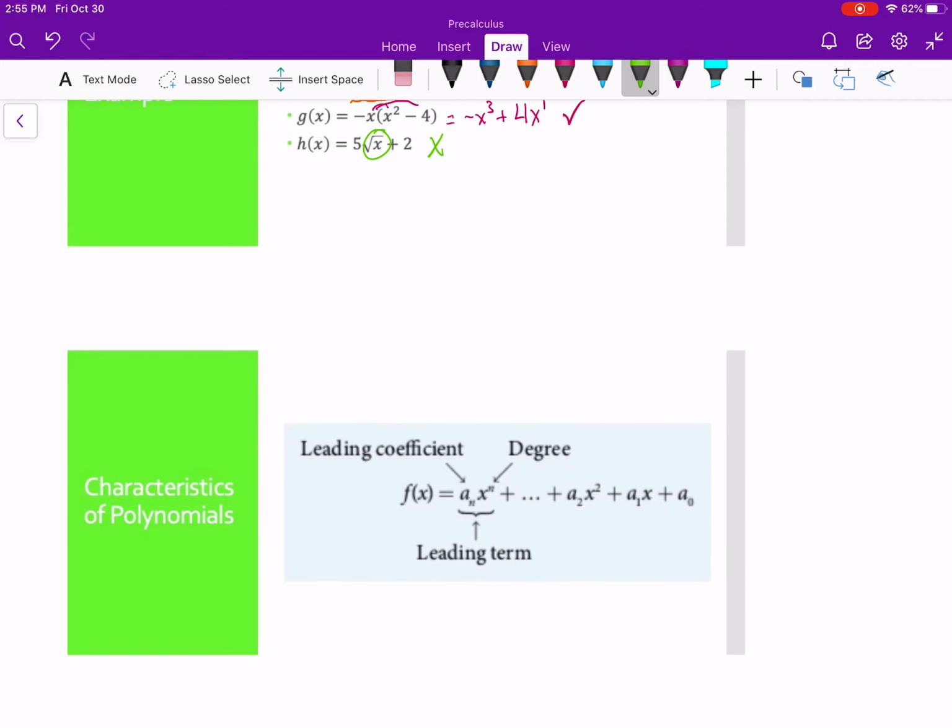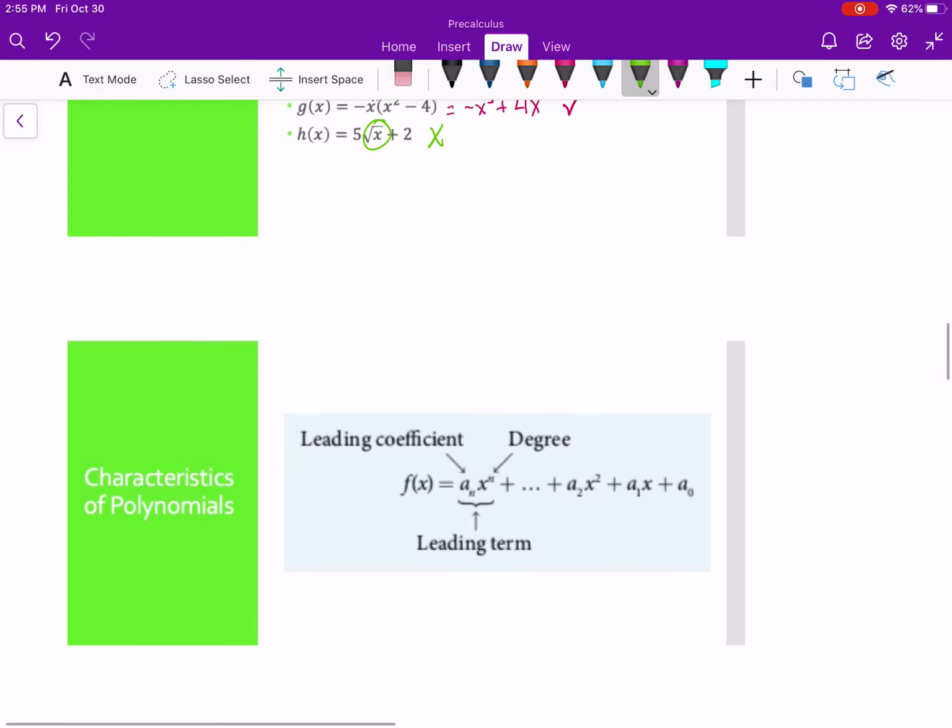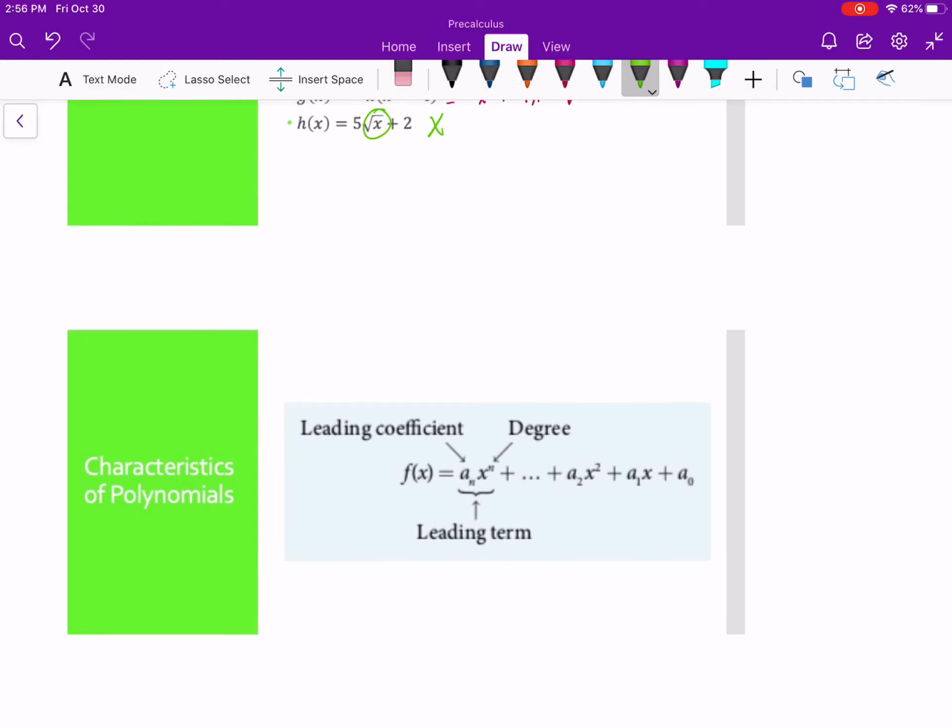And then characteristics of polynomials. So we talked about the end behavior before. Actually, we're not going to get to end behavior quite yet. So characteristics of polynomials: when we have it written in descending order, so remember our exponents go largest to smallest, our first term is called our leading term. The constant in front of the x in the leading term is called our leading coefficient. And then our largest exponent is called our degree.